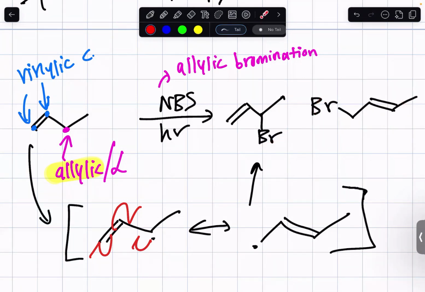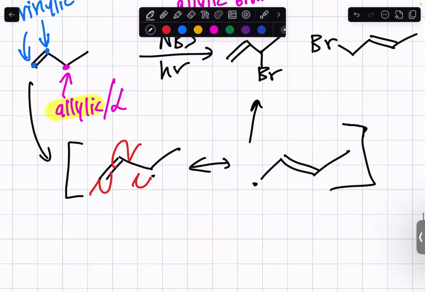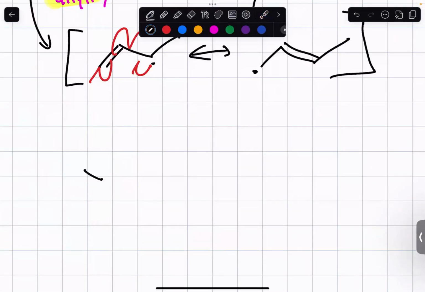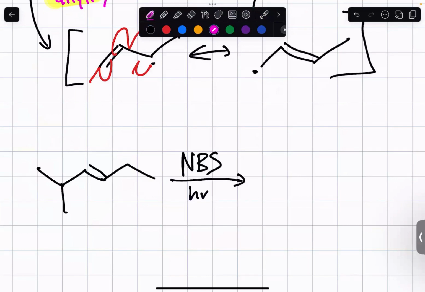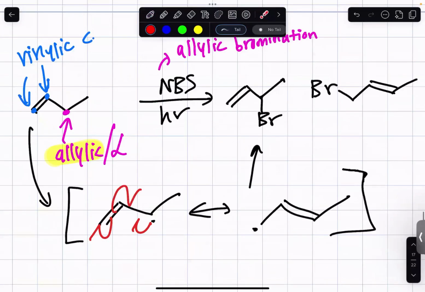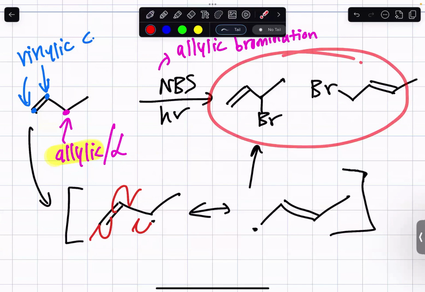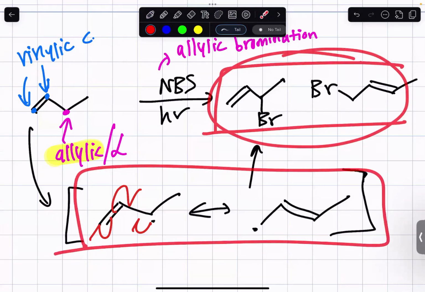The mechanism is going to be initiation, propagation, termination. And once you get to the radical, then you do this here. Now, there is a more tricky case where, let's say you have 2 allylic positions. We have 1 allylic position here, another allylic position here. Yes, include both NBS products on the exam, coming from both radical intermediates, from both resonance structures.